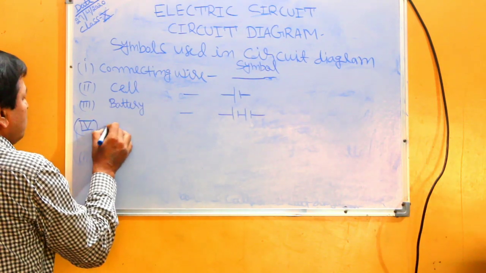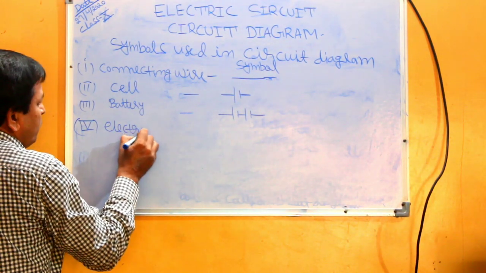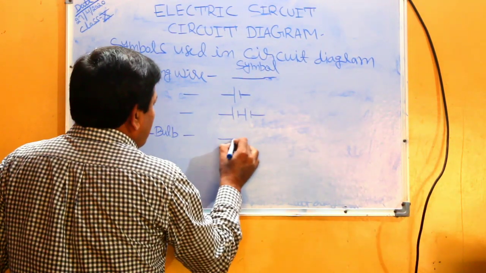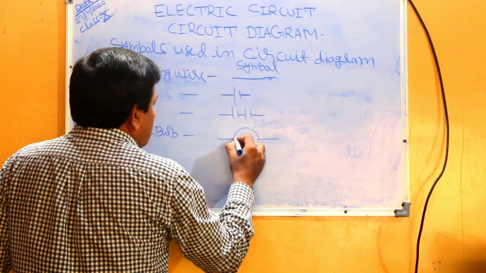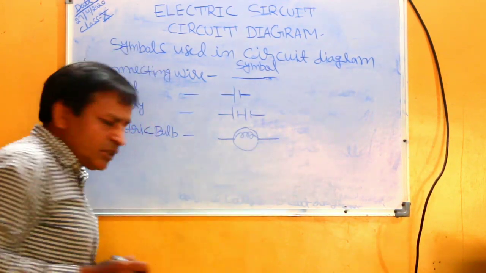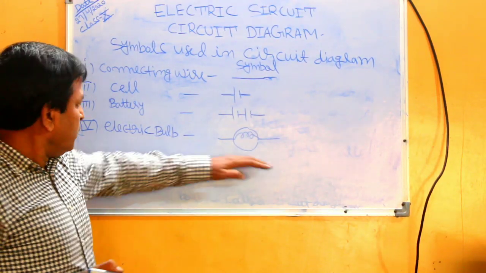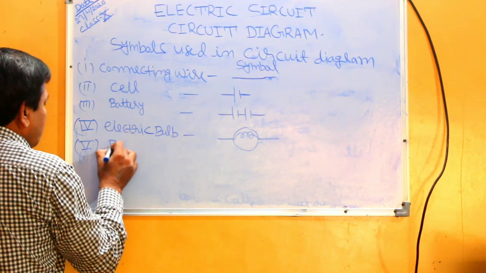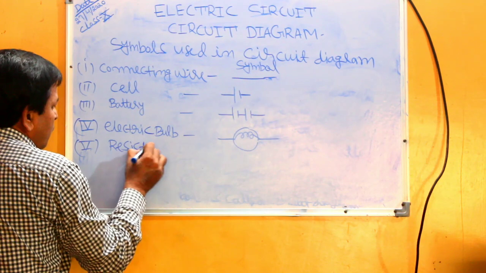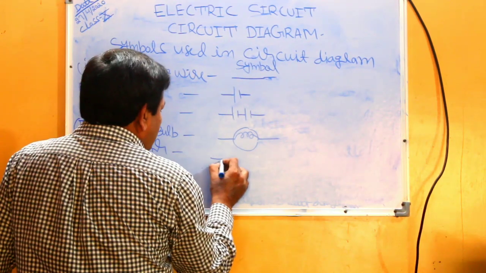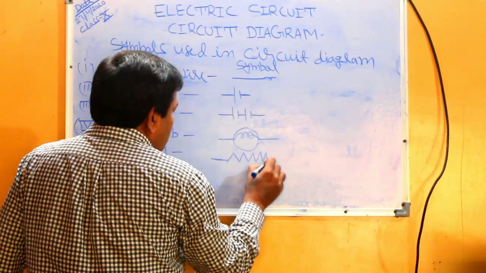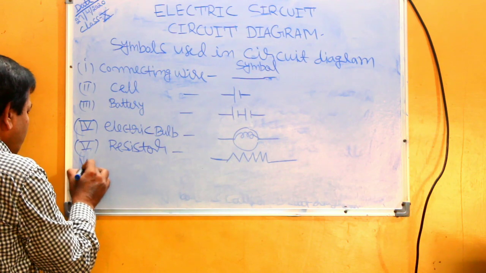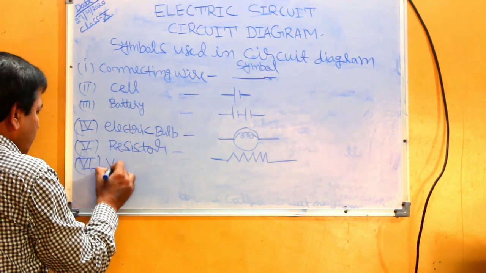Next is electric bulb. This symbol just looks like a bulb. This is electric bulb. Next is resistor. This is the symbol of resistor, and another symbol is used for variable resistor.